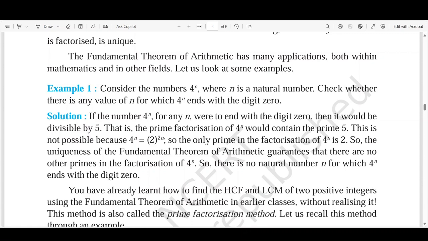But 4 power n can also be written as 2 power 2n. 4 power n is written only as the product of the prime number 2, repeated 2n times, which means there is no number 5 involved in the prime factorization of 4 power n. Which is contradictory to our assumption. Therefore, there exists no natural number n such that 4 power n will have a value whose digit ends with 0.